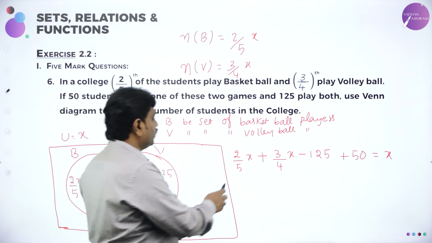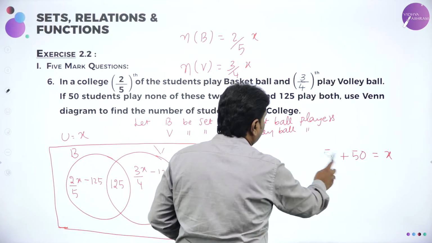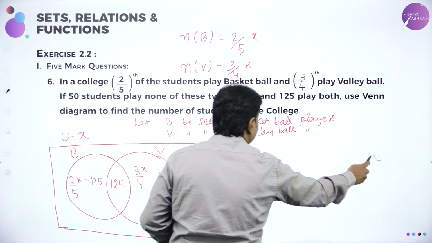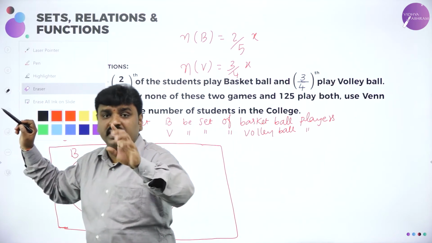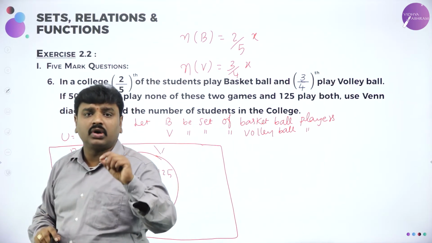Because they want to see here, please understand, we cannot go by any method other than what? Venn diagram method. They clearly mentioned use Venn diagram. They are asking you to use what? Venn diagram.